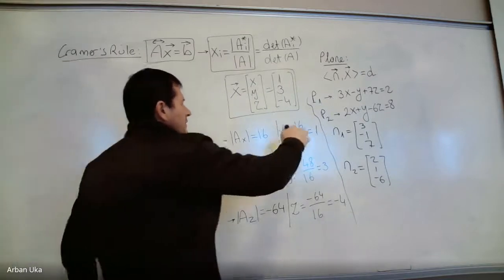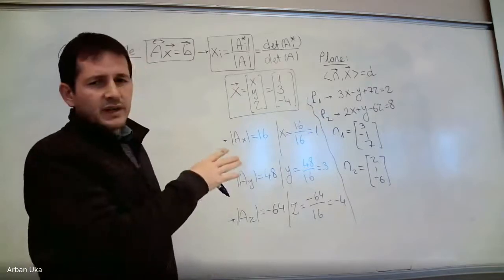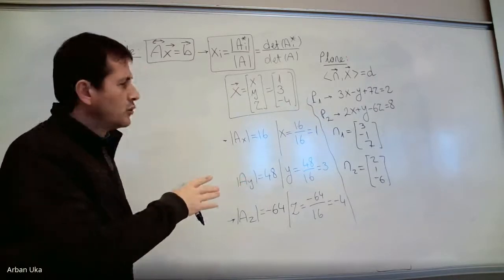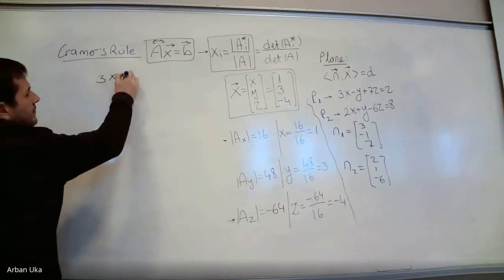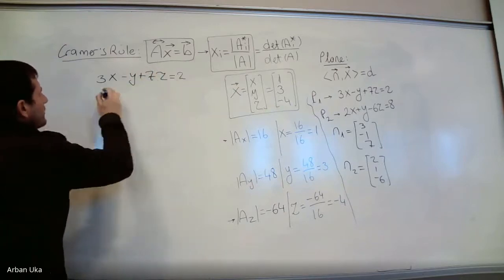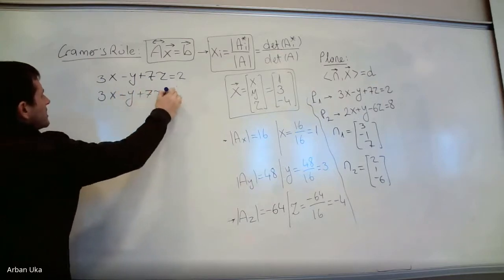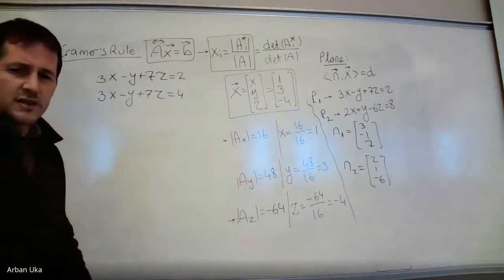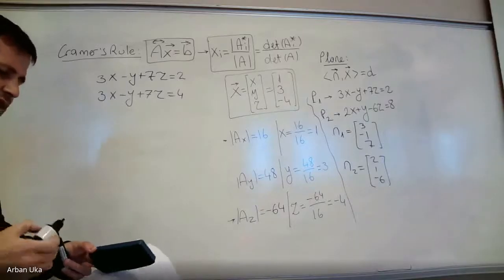I asked the following. Let's define the problem like this. We randomly generated two planes. When you have two planes, let's think for a moment. Let's assume we have this plane, 3x minus y plus 7z equals 2. And then we have another plane, 3x minus y plus 7z equals 4. Do these two planes intersect? No, they don't, because they are parallel.